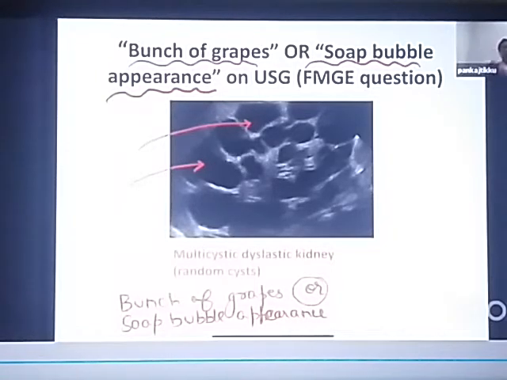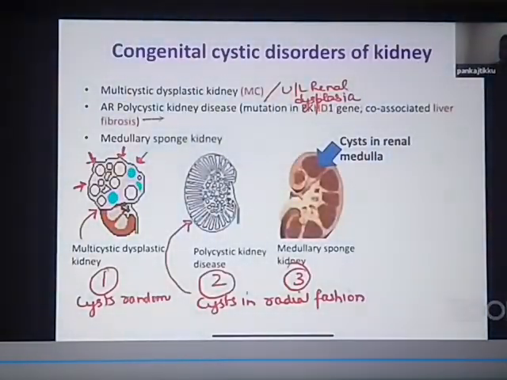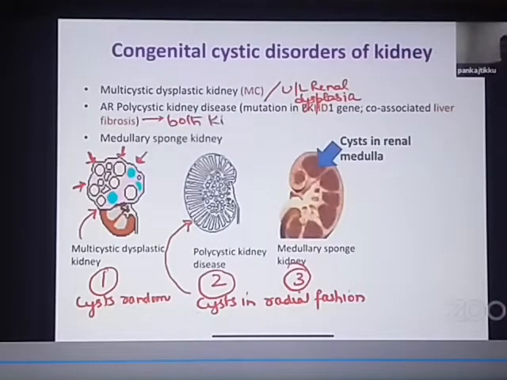So there is random arrangement of cysts. Usually only one kidney is affected. In contrast to a polycystic kidney disease in which usually both kidneys are affected, and the cysts are usually arranged in a radial fashion. Most of these cases of polycystic kidney disease in children are autosomal recessive in inheritance. That is why it is also known as autosomal recessive polycystic kidney disease. AR stands for autosomal recessive.